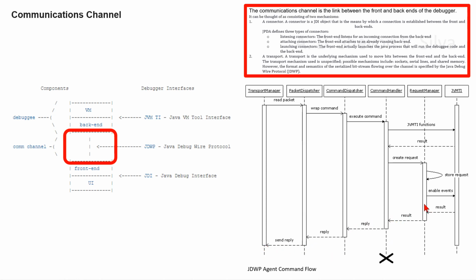5. Certain command handlers interact with the request manager to create or destroy an event request. In this case, the request manager enables or disables the event callbacks for the corresponding JVM TI events.